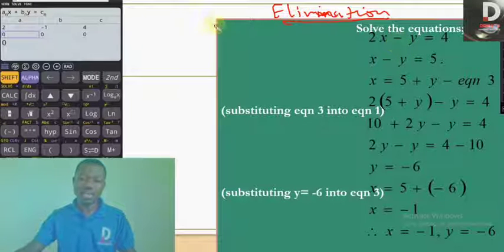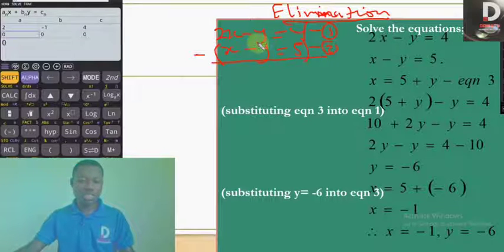So look at the first equation. 2x minus y equal to 4. This is what? x minus y equal to 5. This is equation 1, this is equation 2. Good. So you make sure the coefficients are the same. If they are not the same, you multiply by factors. Multiply the first equation by a factor, or multiply the second equation by a factor, or multiply both of them by a factor to generate the same coefficient.